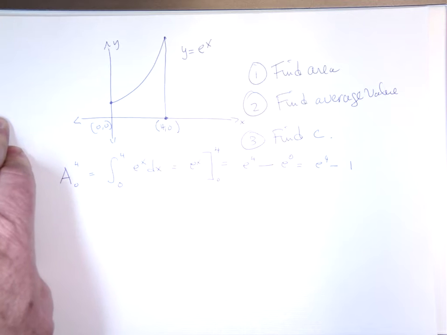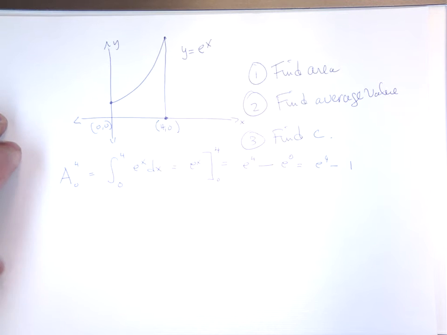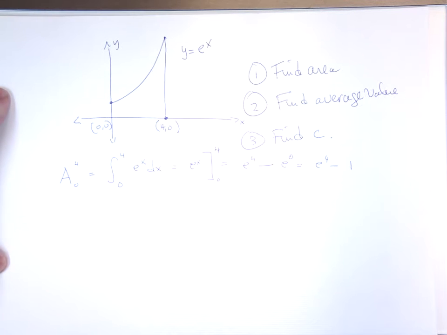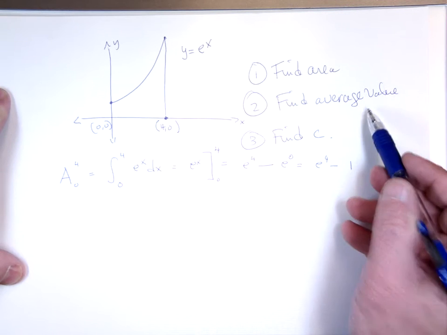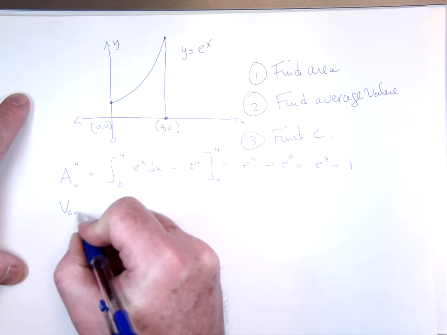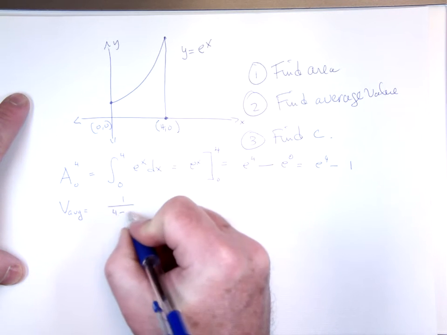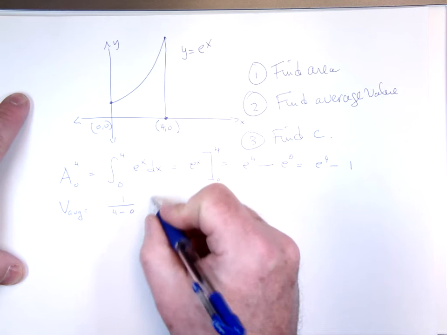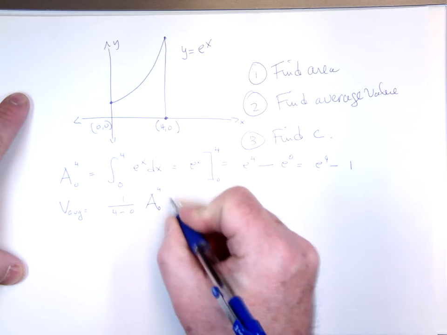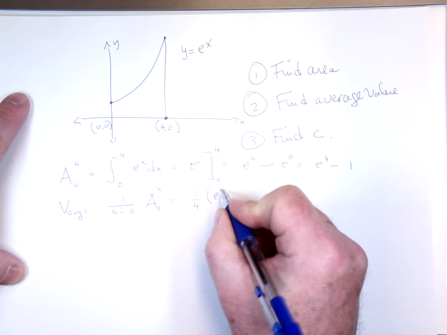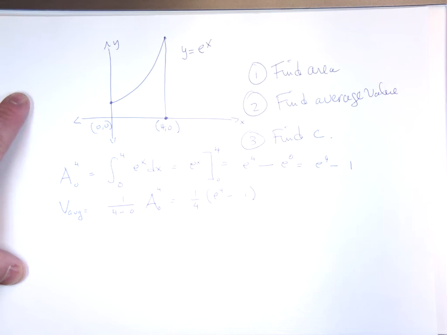Okay, e to the 0 is 1. Never mind, no big deal. The average value is 1 over b minus a, 4 minus 0, times the area. Well, we just found the area, so it's 1/4 times e to the 4th minus 1. That's the average value of this function, okay?